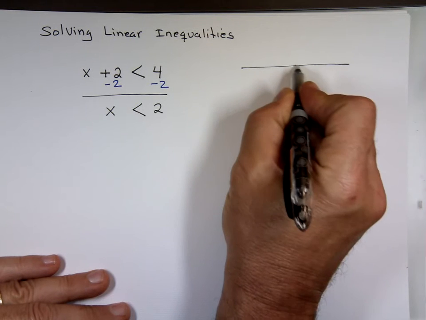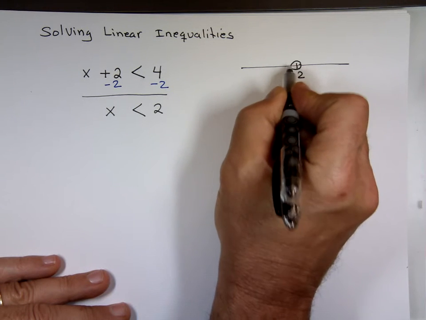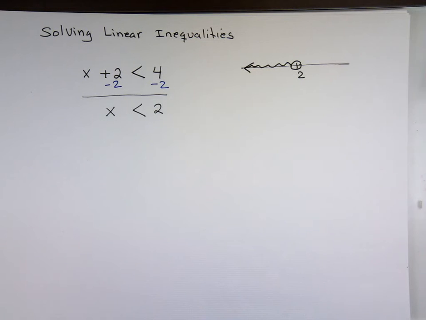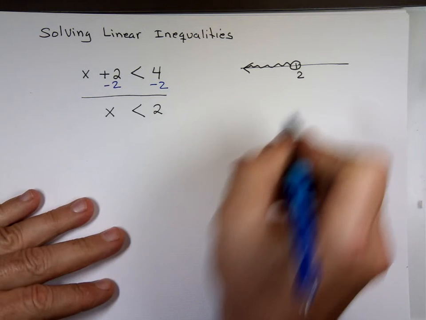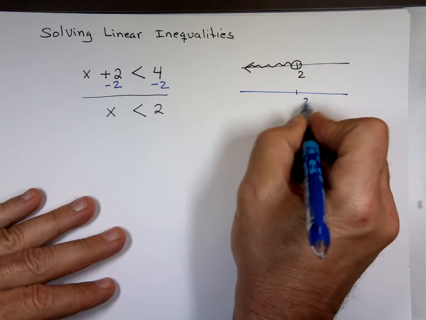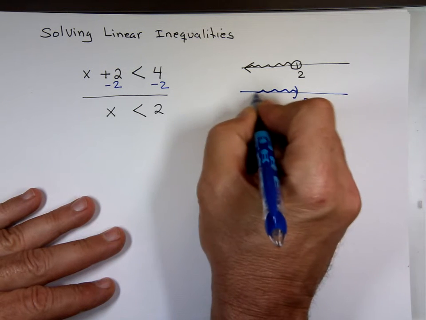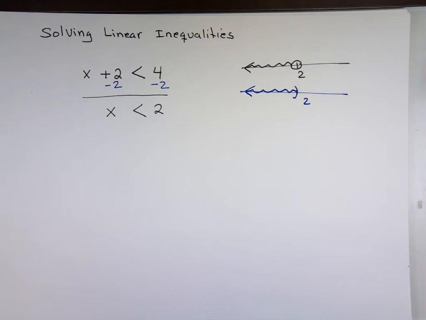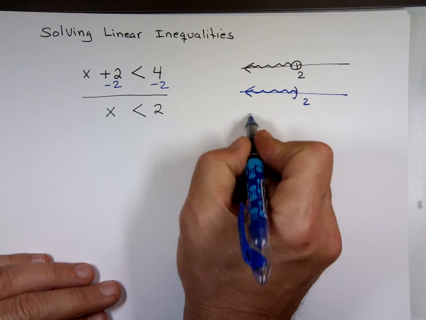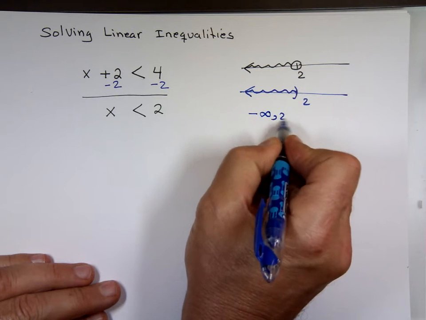So when I graph it, this is the 2, open circle to the left. There's the 2, not included. And in interval notation, where's my answer going? From where to where? Negative infinity to 2. Very good.